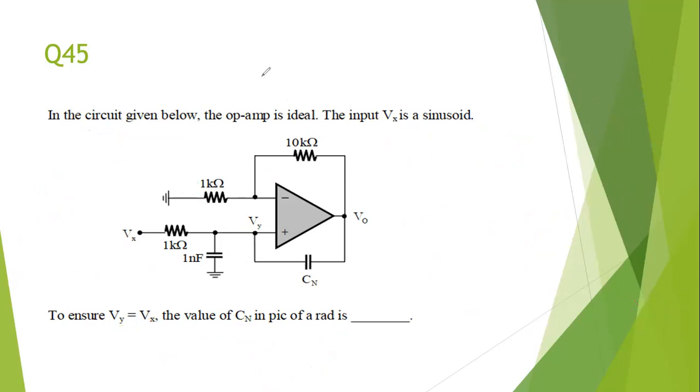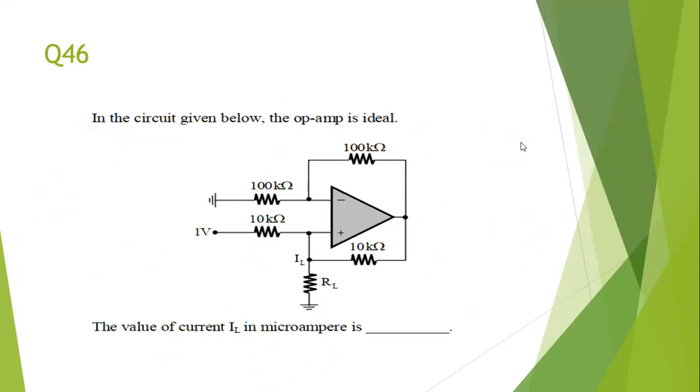Now come to the next question. The previous answer is 100 picofarad. I'm going to write the next question. In the circuit shown below, the op-amp is ideal. The value of the current IL in microampere is what? So what's the value of IL? IL, this current.